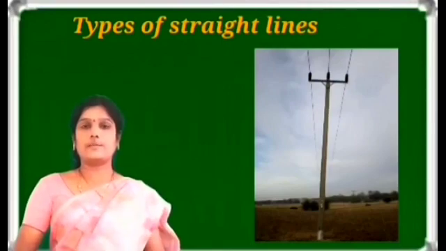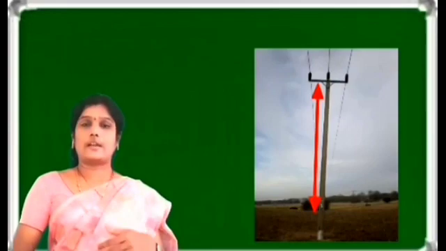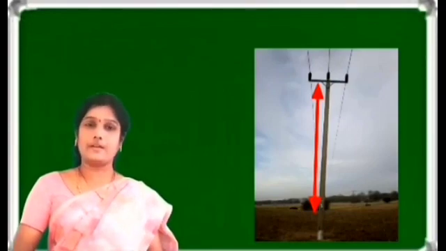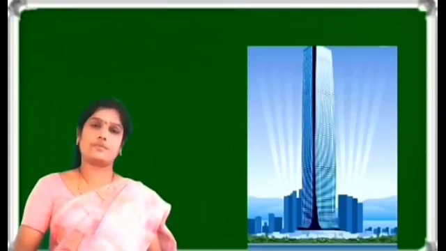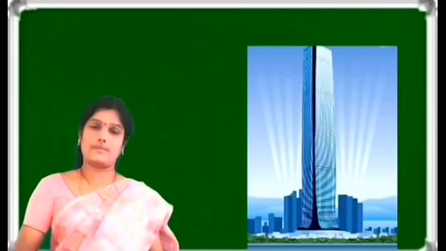Now, we will discuss types of straight lines. Look at this electrical pole, children. Now, I will draw a line. That line goes straight up and down. See this building, children? The edge of this building also is straight up and down.